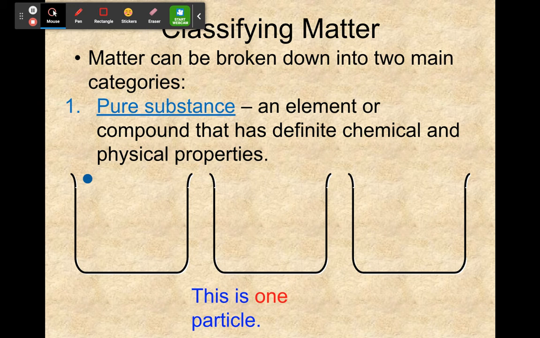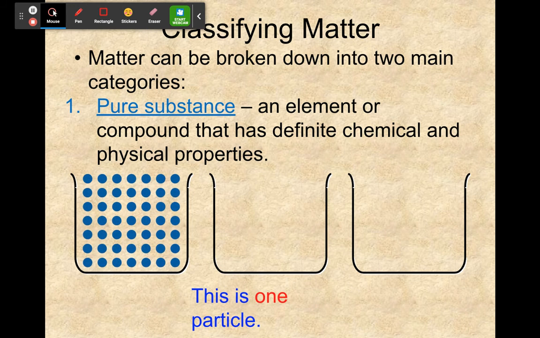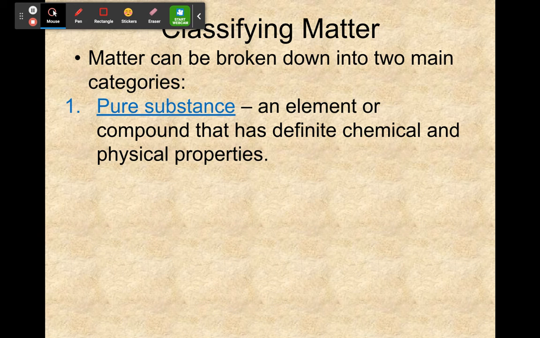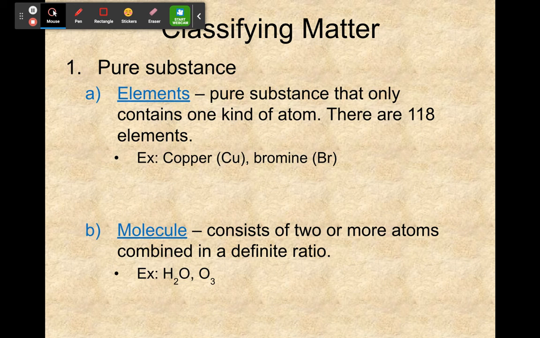So this is 1 particle. One particle. And the rest are all the same. So it's still a pure substance. There's no other substance mixed in with these particles. Pure substances can be broken down into 2 categories, elements and molecules.